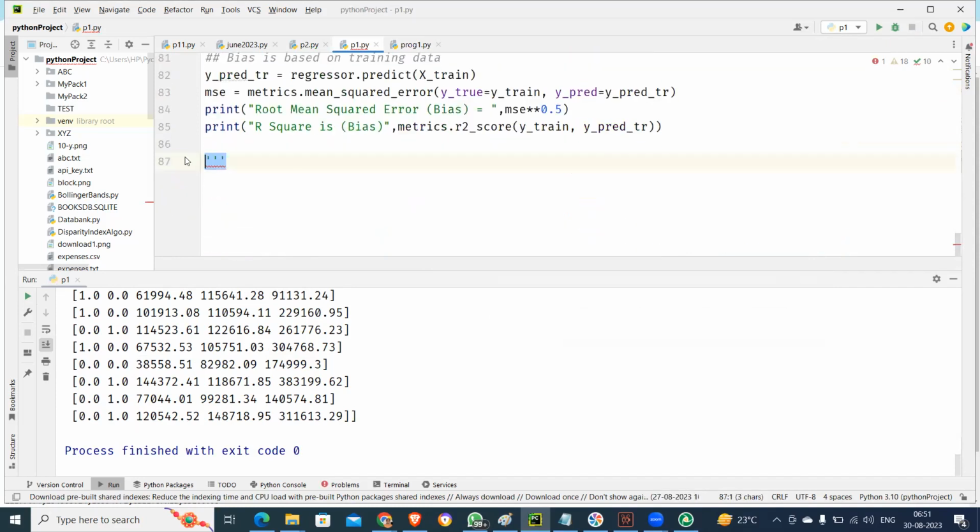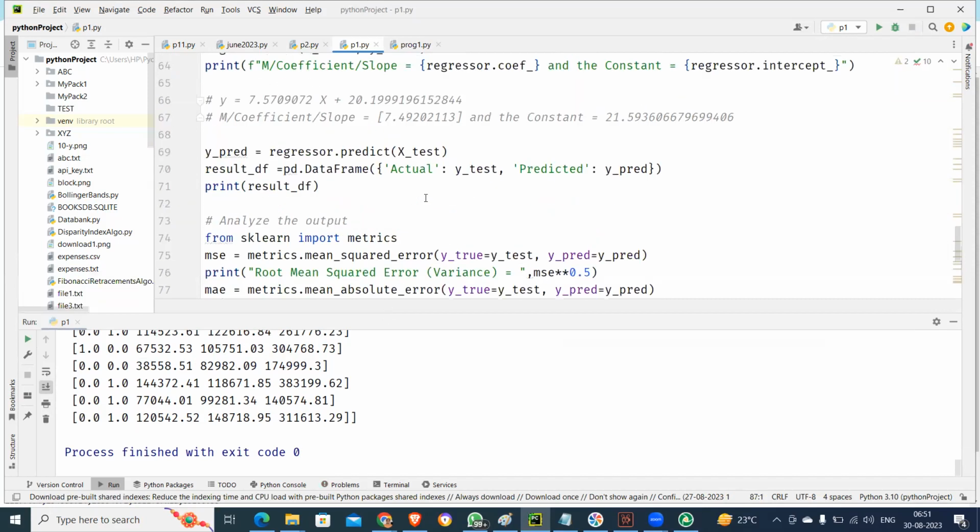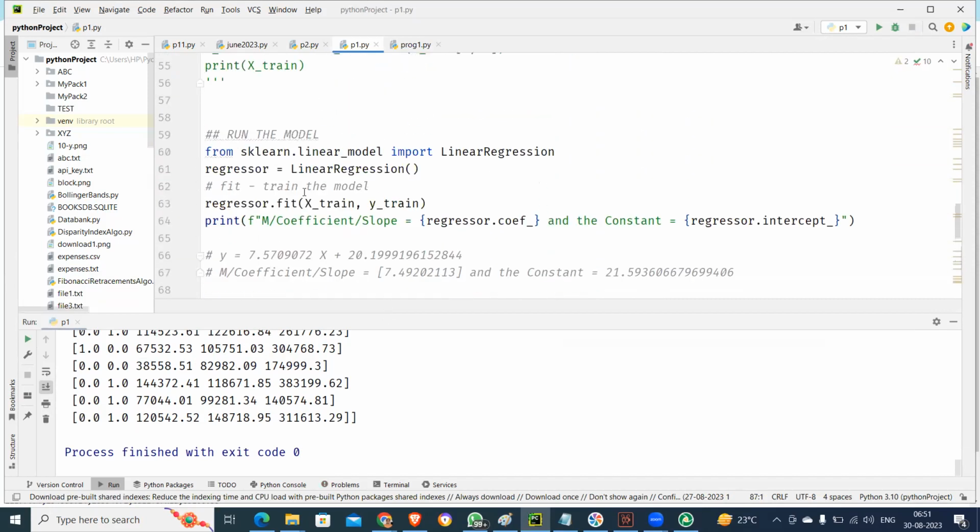We are still doing multiple linear regression, isn't it? Multiple linear regression has the same algorithm. It doesn't matter whether you are doing simple or multiple, the algorithm is the same. So I'm saying linear regression, and I'm putting X train.